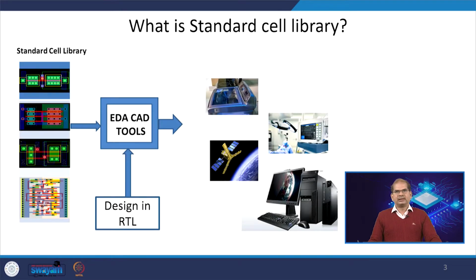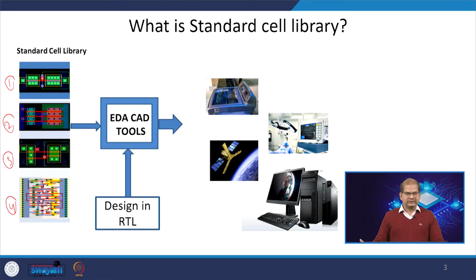So, what is a standard cell library? The standard cell library is a library of cells. It is used to build any kind of digital design. If you can see on the left hand side, you have a bunch of cells. So, this is 1, this is 2, this is 3 and 4. All these are input to an EDA tool. EDA means electronic design automation, a CAD, computer aided design, tool.